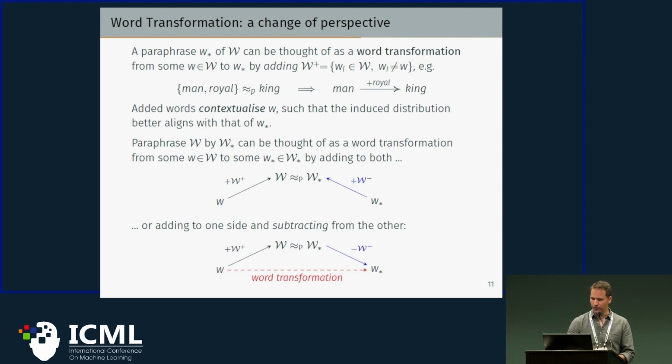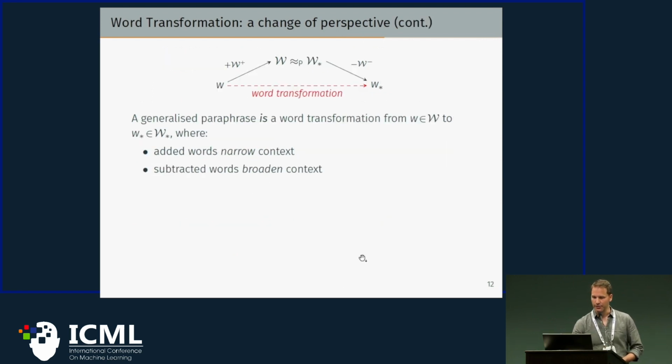And if we want to consider this a relationship from small w to small w star, it makes intuitive sense to rejig this in our minds as adding these words to w and subtracting these words, analogous to algebra. So we end up with this word transformation from w to w star by adding some words and subtracting other words. We can think of the added words as narrowing the context of W, and these words here as broadening out the context.